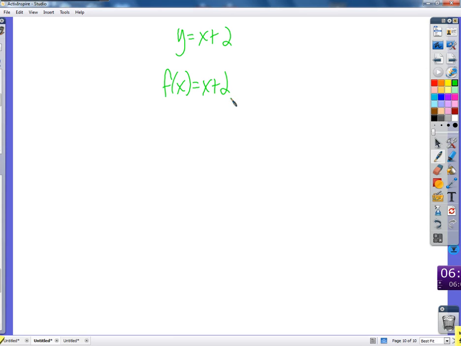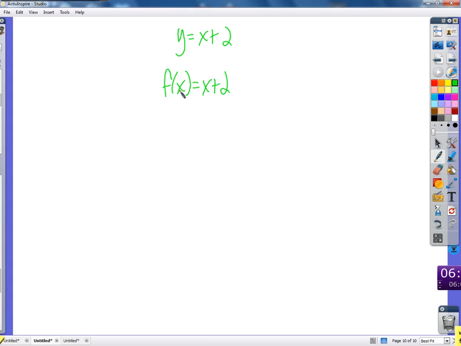This side of it acts the exact same way as the right side of this one, so the right sides are exactly the same. Also, the left sides act exactly the same way as the left side here. This y is the exact same thing as f of x, okay? So here's why we do this.